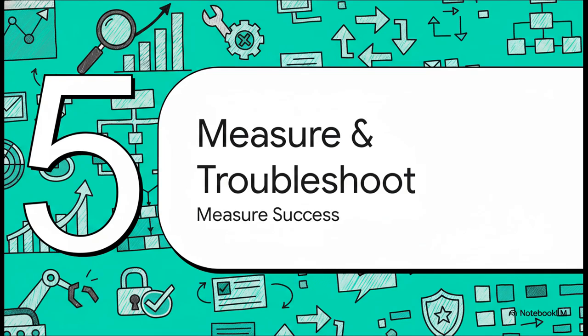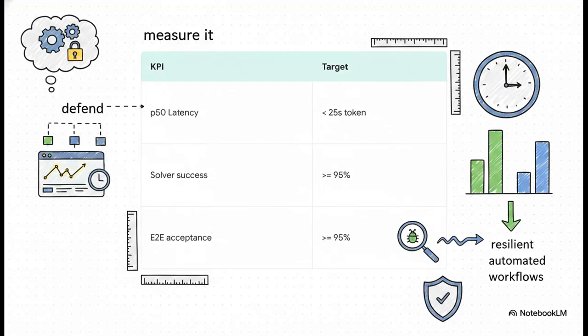And that leads us nicely into our final step, step 5, measure success and troubleshoot. You know the saying, if you can't measure it, you can't defend it. You've got to wire these key performance indicators directly into your application dashboard. Keep an eye on your first solve latency. For instance, your P50 should ideally be under 25 seconds for token CAPTCHAs and under 8 for OCR. And tracking both solver success and downstream acceptance is absolutely vital. They are 2 very different metrics. Watching the gap between them lets you spot system regressions long before your end users even notice a glitch.